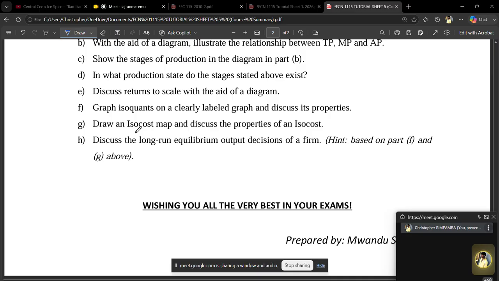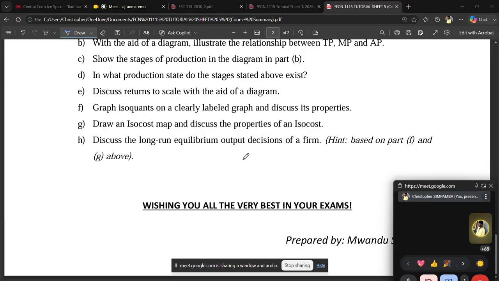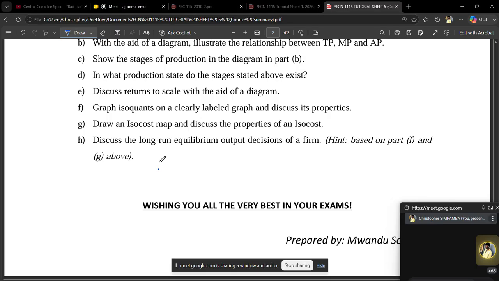Of course, I know it's a line, you can say curve or line, but it is called that. Now the properties are that it is downward sloping, which shows the substitution effect that is there. You can substitute one input for the other input. You can as well try to research more on the properties of isocosts if you wish to understand them.